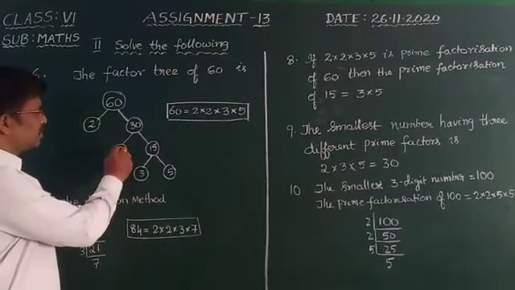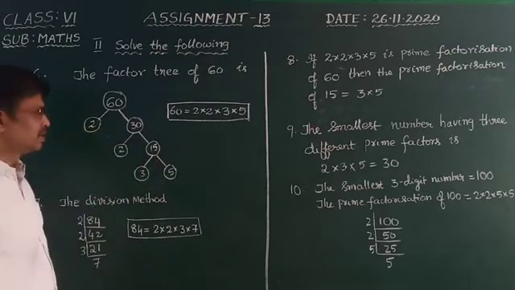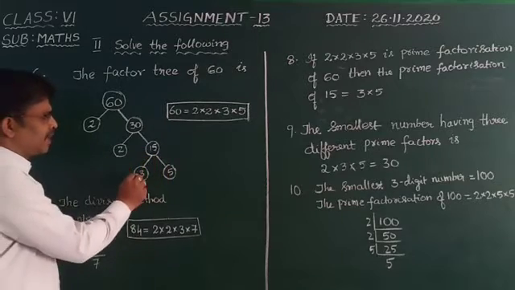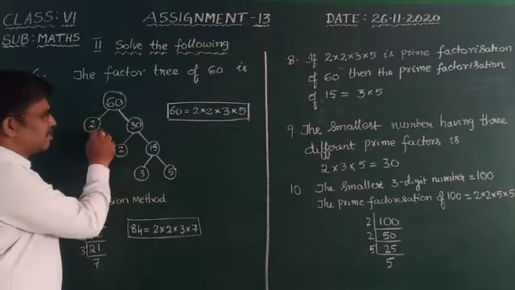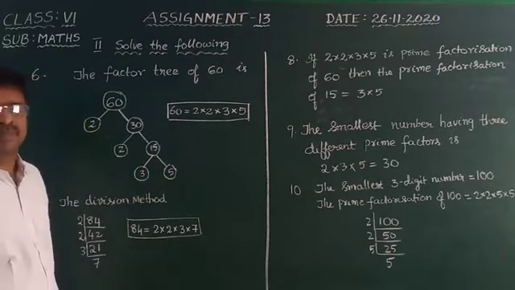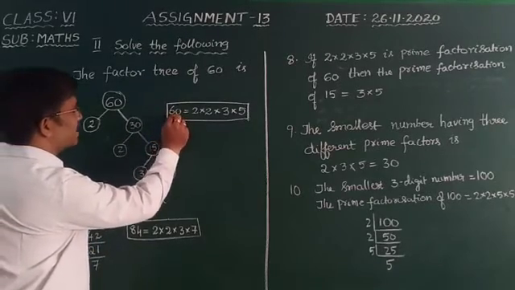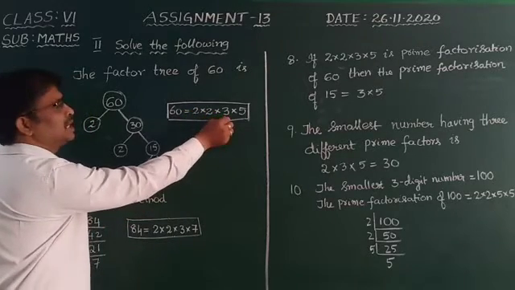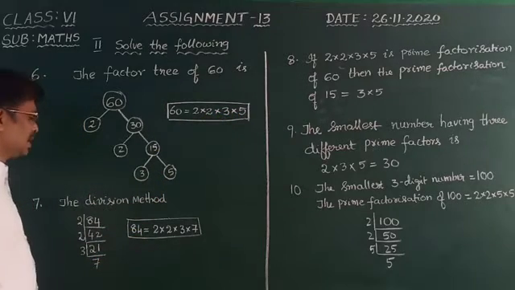So now 30 can be written as 2 into 15. Then 15 can be written as 3 into 5. Now at last, 2 is a prime number, and 3 and 5 are also prime numbers. They are not splitting further into prime numbers. Therefore, the prime factorization of 60 equals 2 into 2 into 3 into 5. 2 2s are 4, 4 3s are 12, 12 5s are 60.